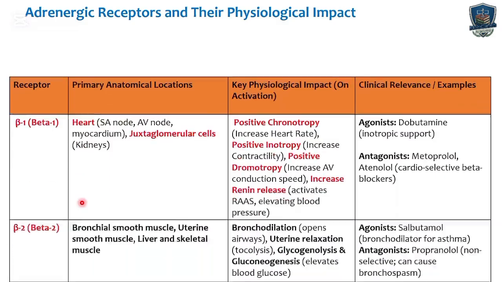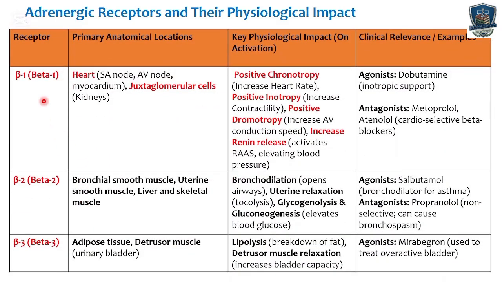So in our second table here, the other adrenergic receptors are the beta receptors. Very similar to our previous table, we have got 4 columns and 4 rows. So here, in our second row, we have got beta 1. Beta 1 receptors are mainly located in the heart, in the SA node, the AV node, or the myocardium. But they can also be found on the juxtaglomerular cells found in the kidneys.